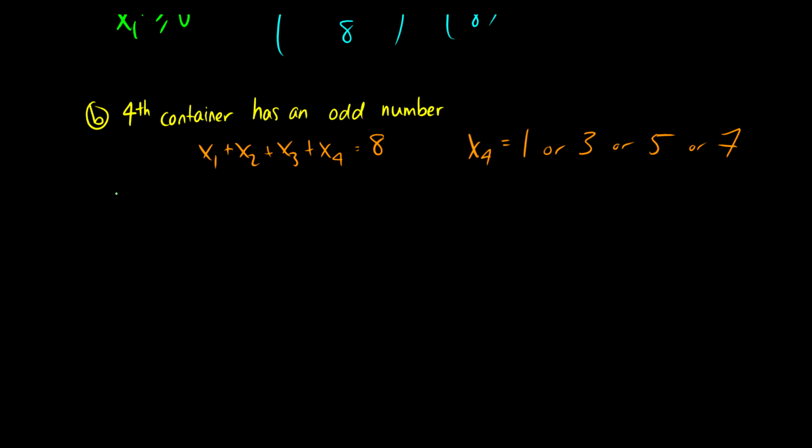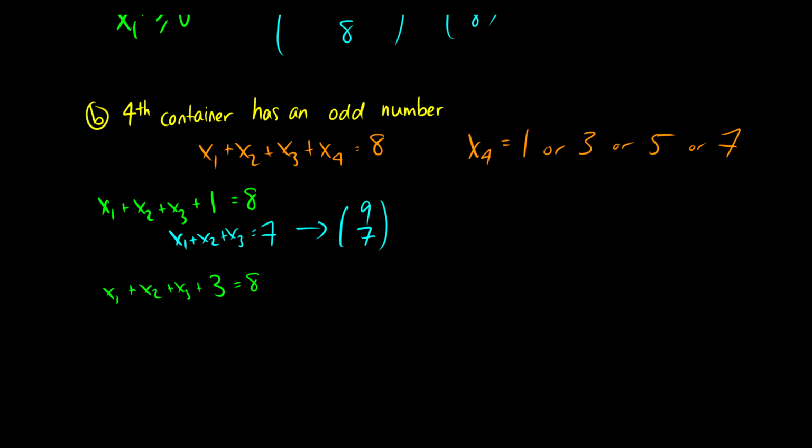So we have the case where x1 plus x2 plus x3 plus 1 is equal to 8, because x4 is 1. We have the situation where x1 plus x2 plus x3 plus 3 is equal to 8. Then we have the situation where plus 5 is equal to 8 and plus 7 is equal to 8. So we have to add all these up separately. So this just becomes x1 plus x2 plus x3 is equal to 7, which we know the solution by now. I'll just do it shorthand. So 3 plus 7 minus 1 is 9.